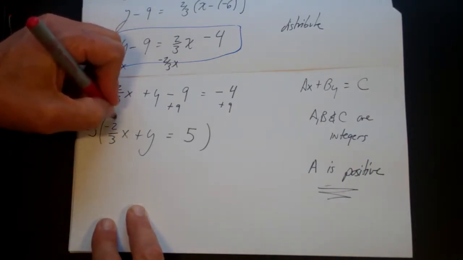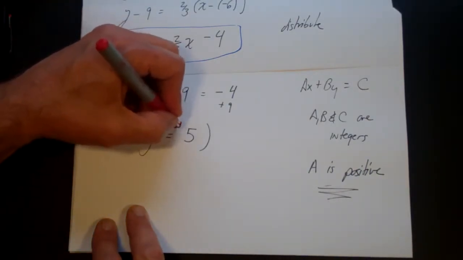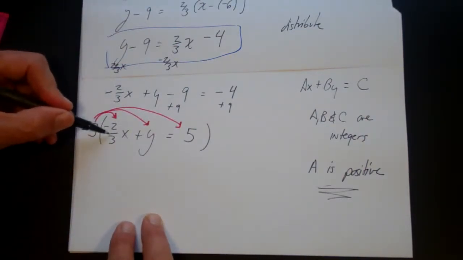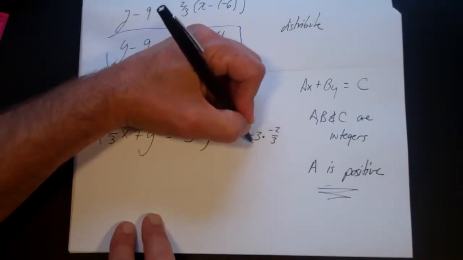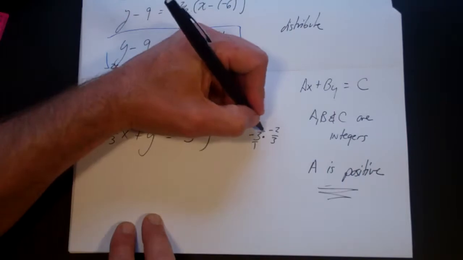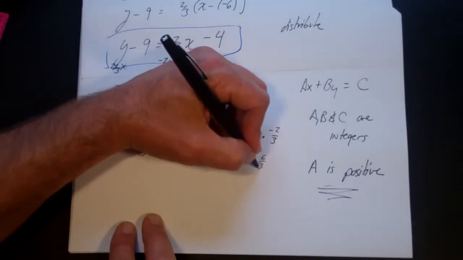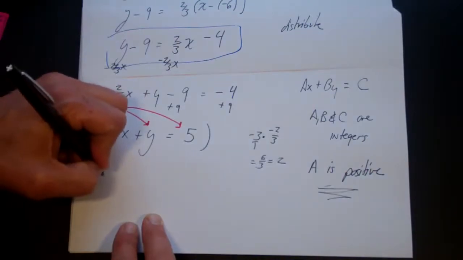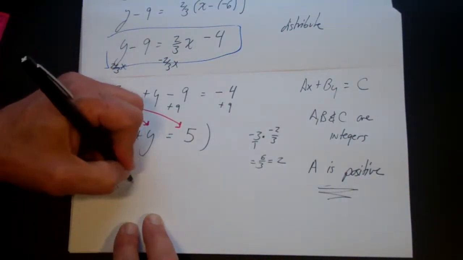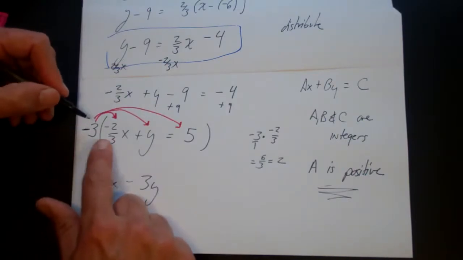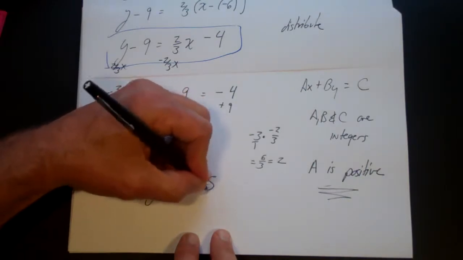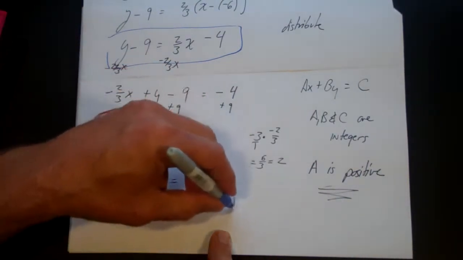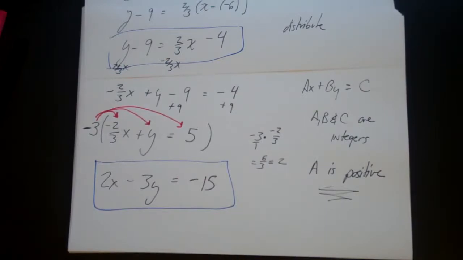So what you want to do now is distribute the negative 3. Negative 3 times minus 2/3, remember that the 3 is 3 over 1, so that's a positive 6 over 3, which is a positive 2. So that's 2x minus 3y, because you have a negative 3 times y, and then you have negative 3 times 5, which is minus 15. And that's your answer right there. And that's how you write an equation given a point and a slope.